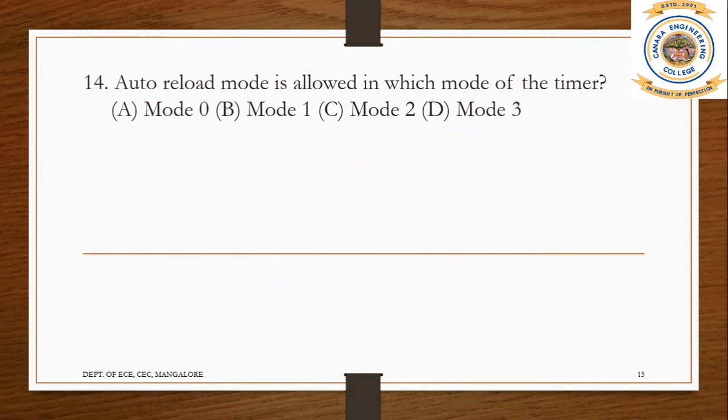Next question is on auto reload mode. So this is regarding the timer. So you have to recollect timers of 8051 to answer this question. So auto reload mode is in which mode of the timer? So answer is C, that is mode 2.